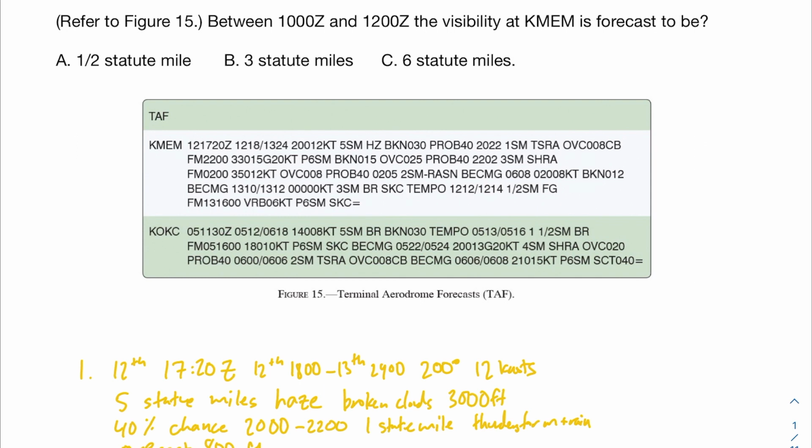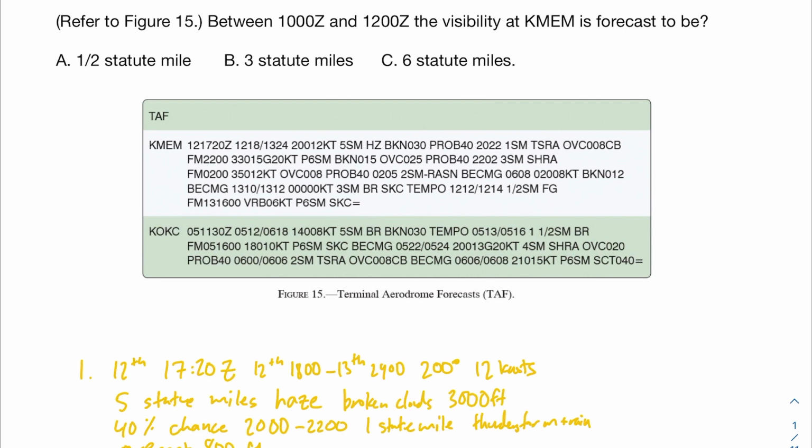In this video, we're going to be talking about TAFs again. We're going to be looking at that same KMEM from the previous problem. So if you haven't checked that out, check that first one out. I dive a bit more into the TAF than I will in this one. But once again, we're going to be doing two practice problems. So let's go ahead and get started.